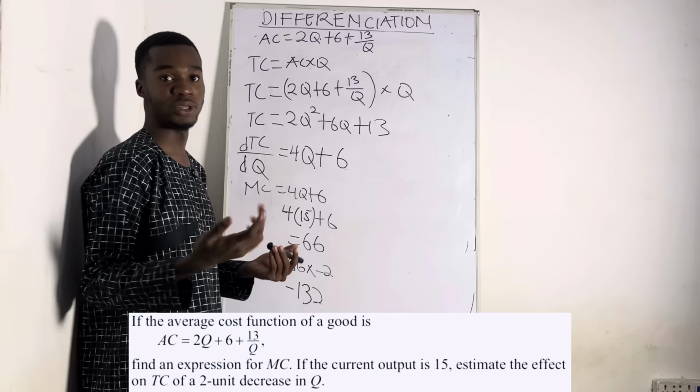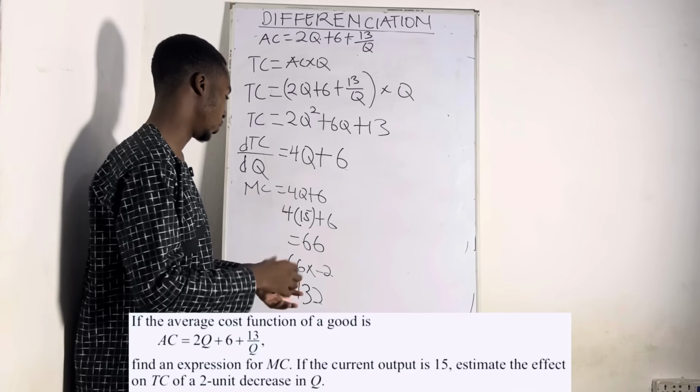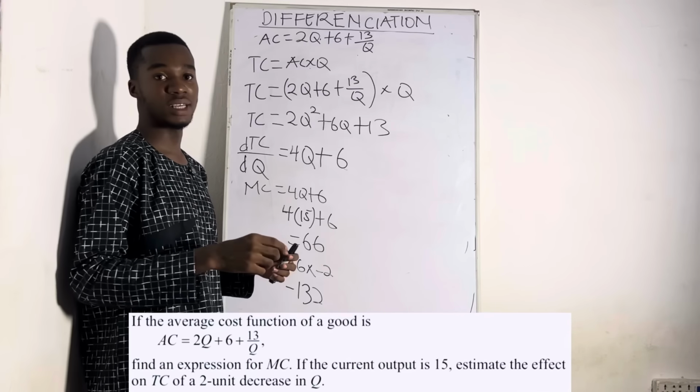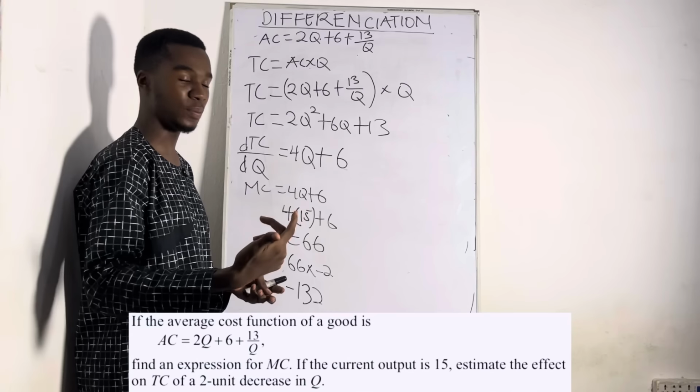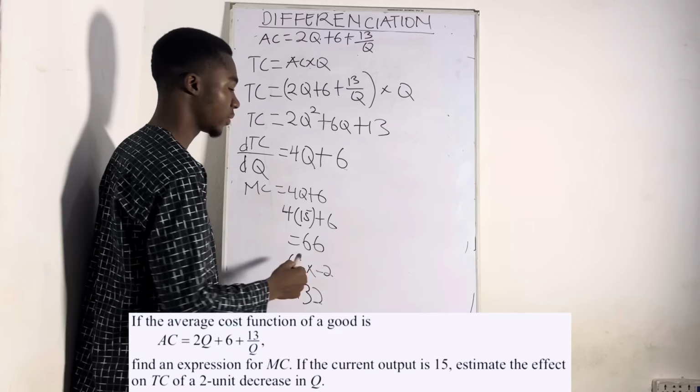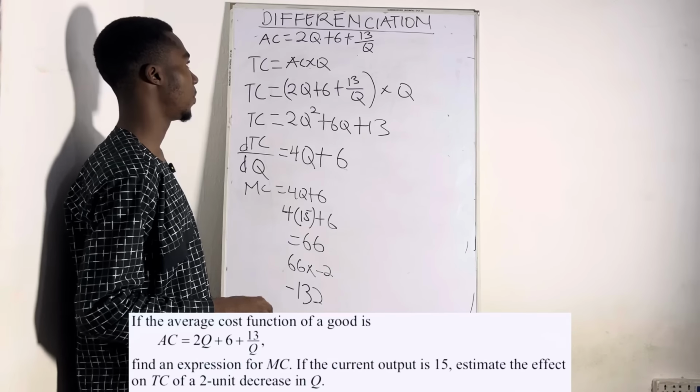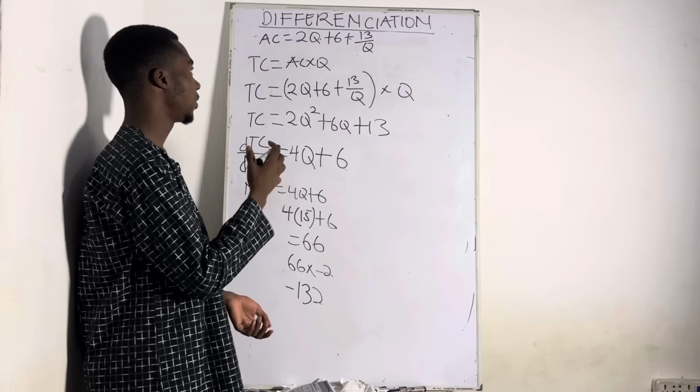If they say a 2-unit decrease, it means it's negative, so negative 2 times whatever you got. If they say maybe a 5-unit increase, it will be positive, so you multiply 5 times whatever you've got. So this is how you go about a question like this. So yes, you are done with this particular question.